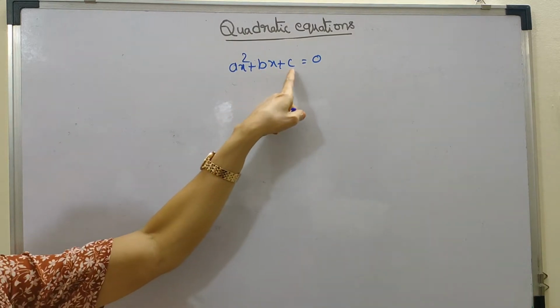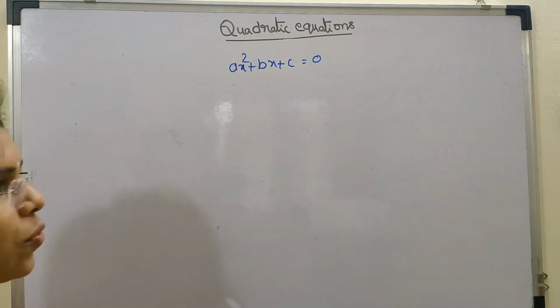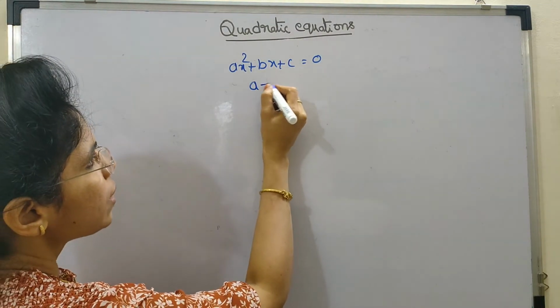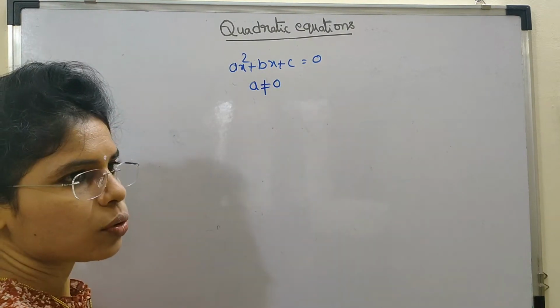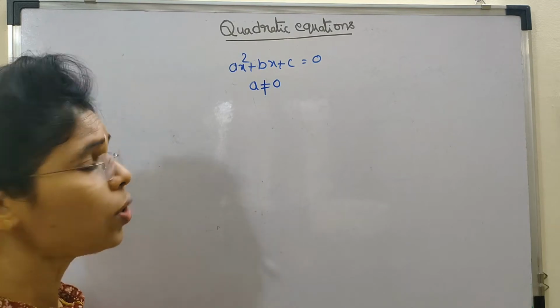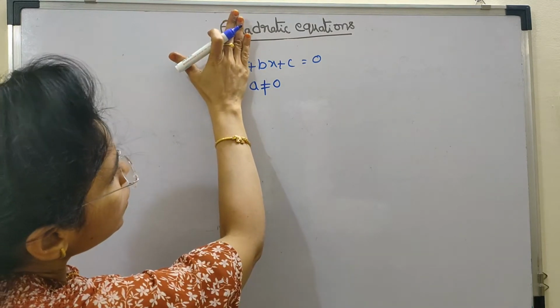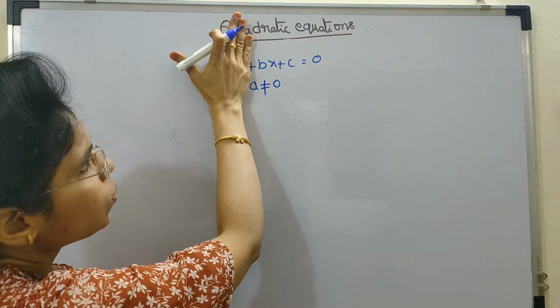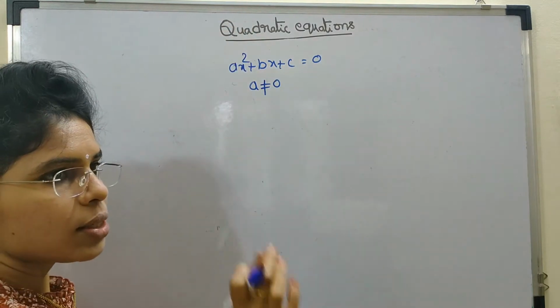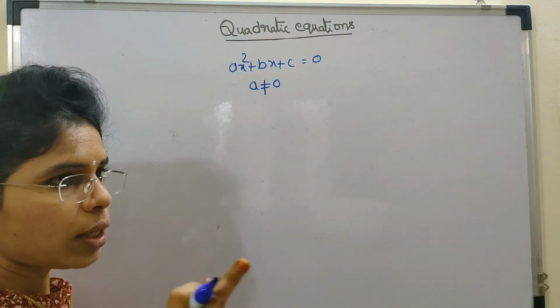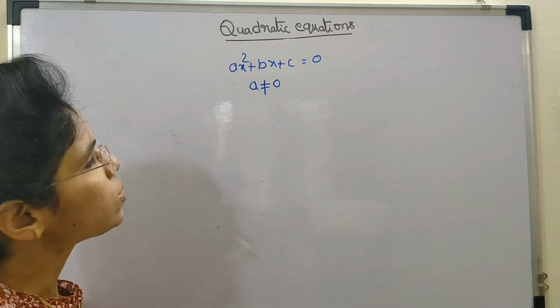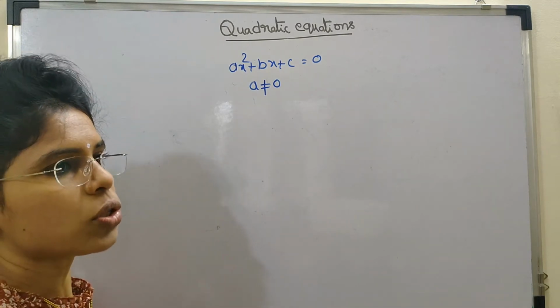ax² + bx + c = 0 is called a quadratic equation. Here the condition is a should not be equal to 0. What will happen if a is equal to 0? If a is equal to 0, this term vanishes. So you have only bx + c. This is a linear equation, right? So here we are talking about quadratic equations. So a should not be equal to 0.